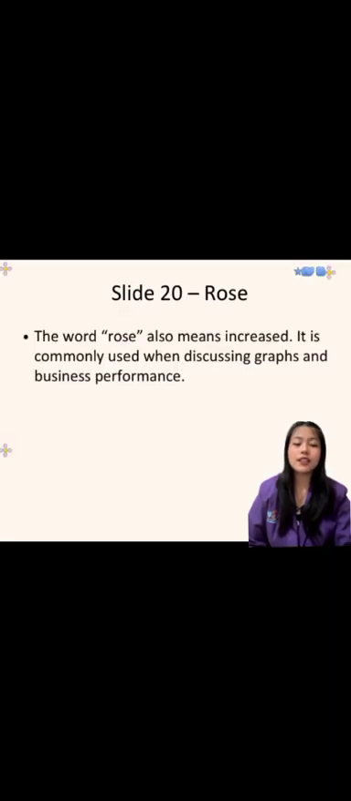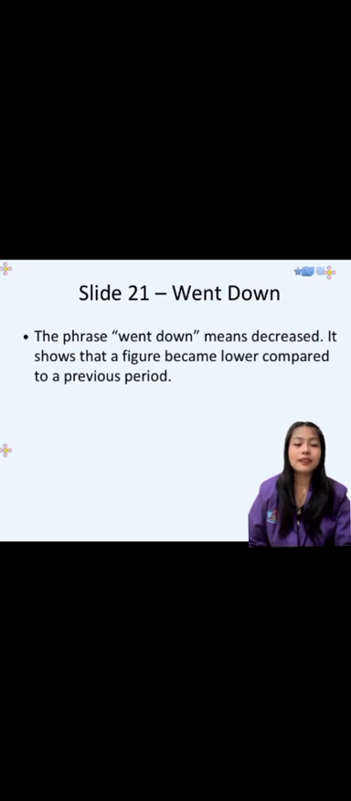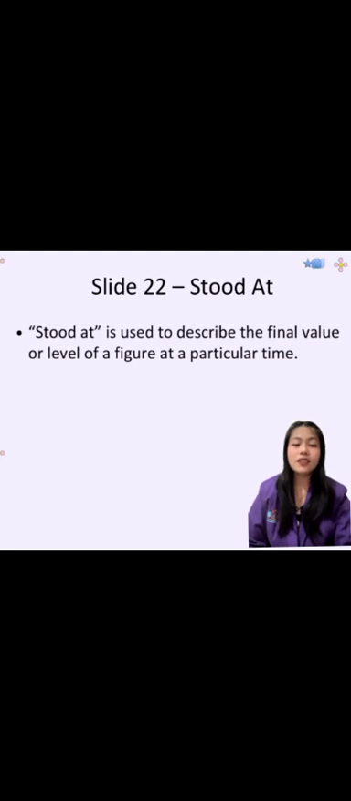Rose. The word rose also means increasing. It is commonly used when discussing graphs and business performance. Went down. The price went down means that the figure became lower compared to a previous period. Stood at. Stood at is used to describe the final value or level of a figure at a particular time.